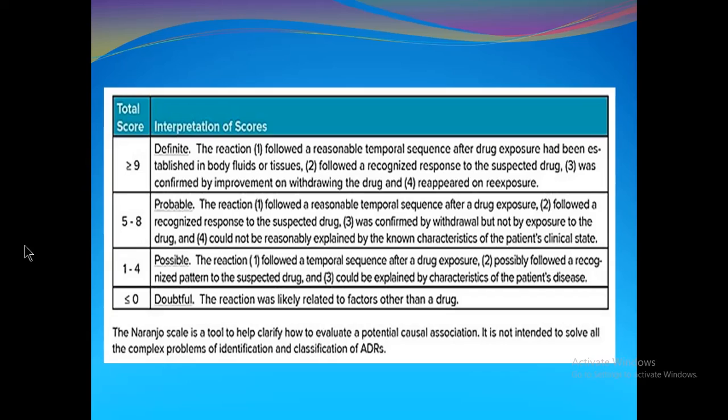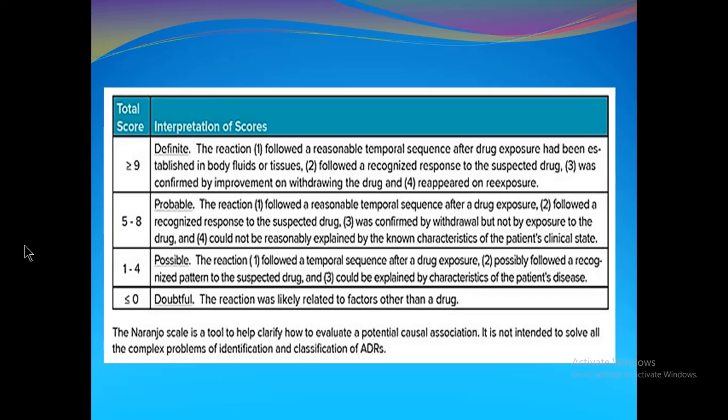When the total score is in between 1 and 4, then it is possible. The reaction followed a temporal sequence after a drug exposure, possibly followed a recognized pattern to the suspected drug, and the reaction could be explained by characteristics of the patient's disease. When the score is 0 or below 0, then it is doubtful. The reaction was likely related to factors other than a drug.